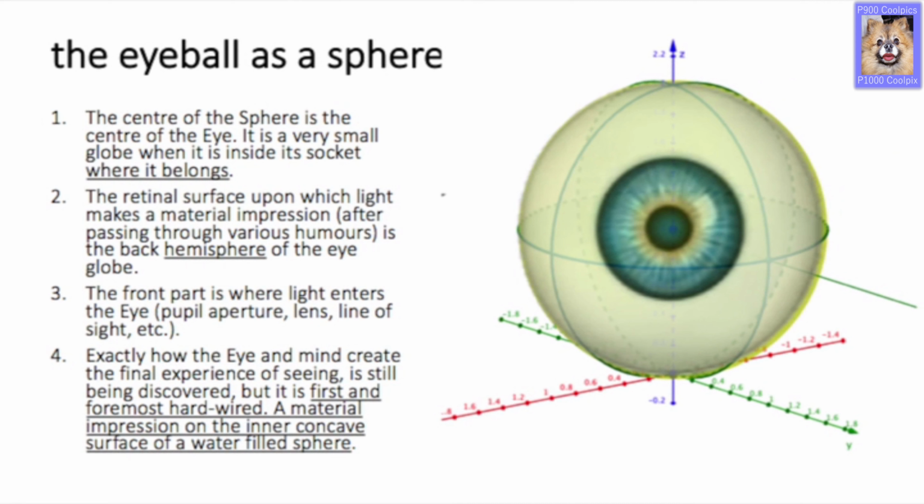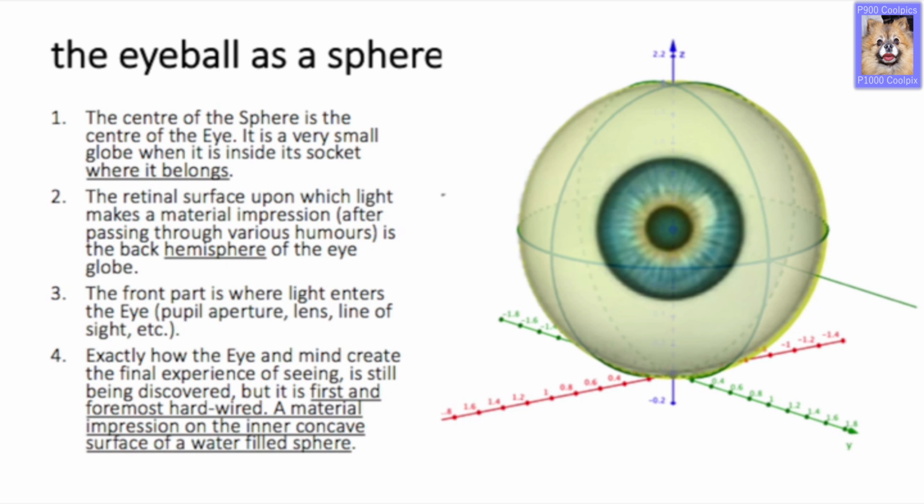So I've now put the eyeball inside a sphere, showing it here as a complete globe. The center of the sphere is the center of the eye. Now this would be a very small globe when it's inside its eye socket where it really belongs. The globe is another word I will be taking back into my own vocabulary.